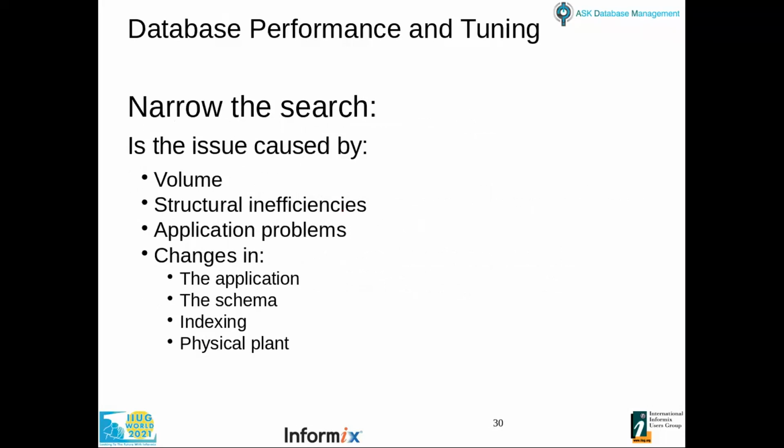Narrow the search. Look at volumes. Look at structural inefficiencies, like indexes that have become inefficient. You can look at the B-tree cleaners and see how they're working. Find out if there's a hotspot on an index that you're working on that affects your problem. That index may be a candidate for a complete rebuild, rather than waiting for the B-tree cleaners to make it more efficient, etc.